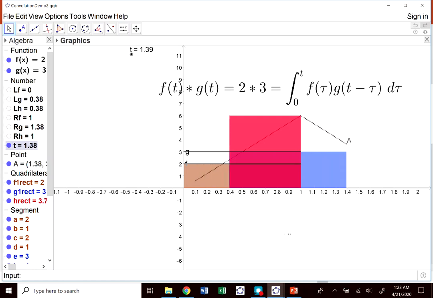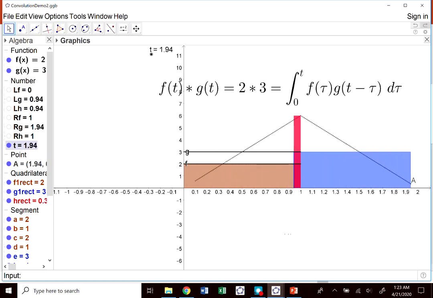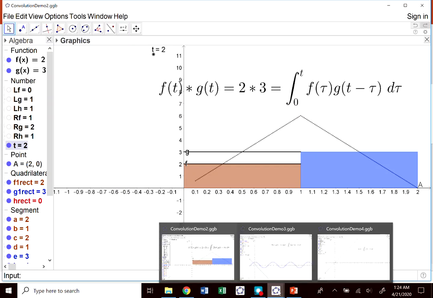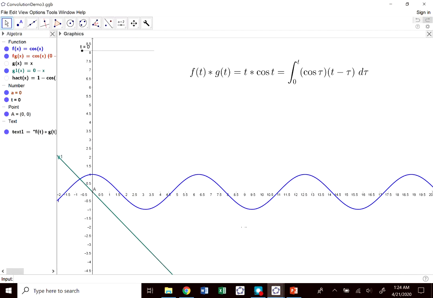There is this part of the brown rectangle that is not overlapping with the blue one. So the convolution of 2 times 3, ladies and gentlemen, looks like this triangle. It's an isosceles triangle whose base is 2 units, with a height of 6. Cool. So this is a visual representation of a convolution of 2 and 3. Let me see if I can show you one or two more maybe.